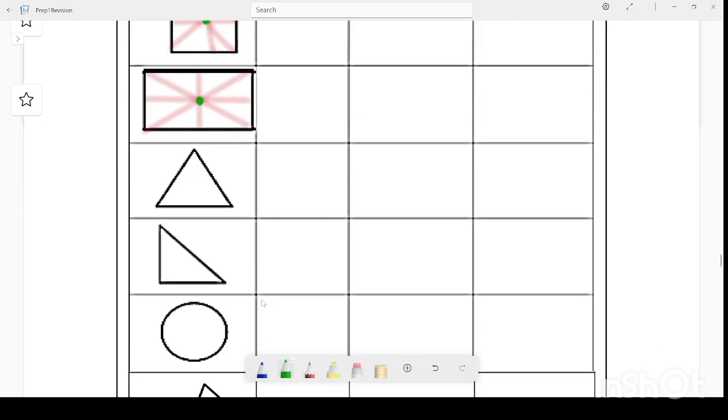Similarly, the same happens with the equilateral triangle. I'm drawing symmetrical lines, another symmetrical line, another symmetrical line. The symmetrical lines are crossing each other at one common point, and that common point is the center of rotation. Now, here I'm drawing one symmetrical line. There's only one symmetrical line here, but that line is touching the center, which is at one point only. So that point is the center of rotation.